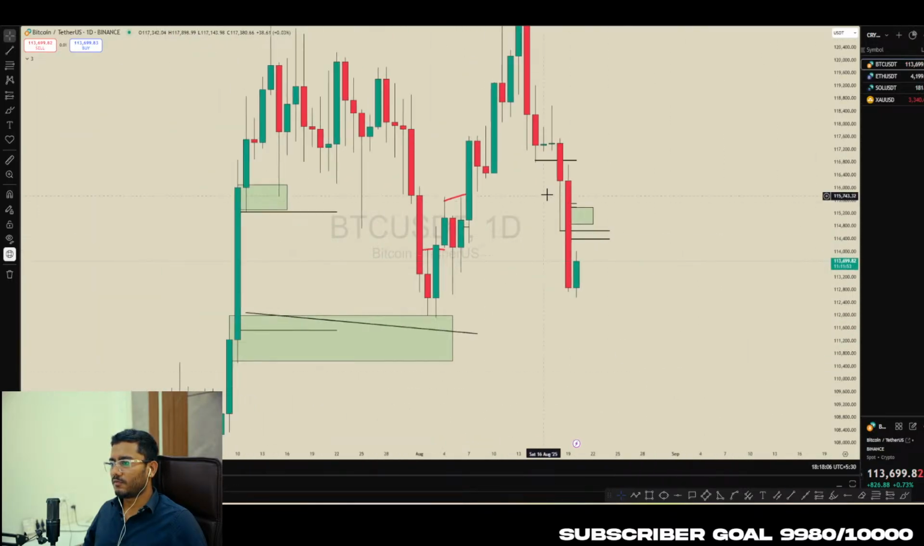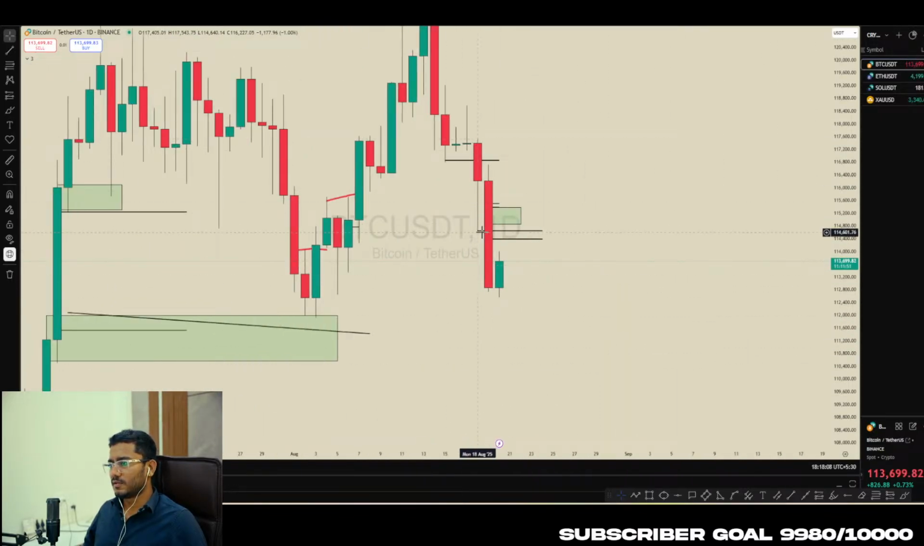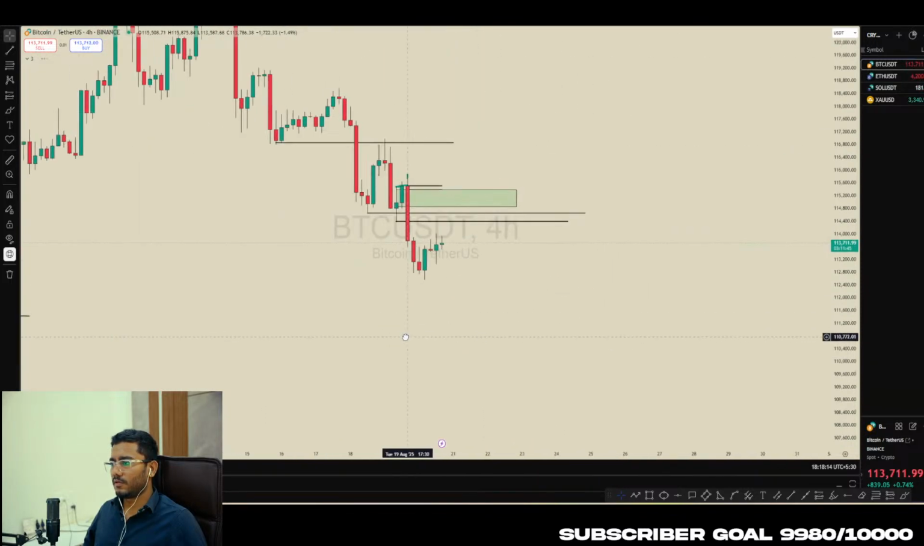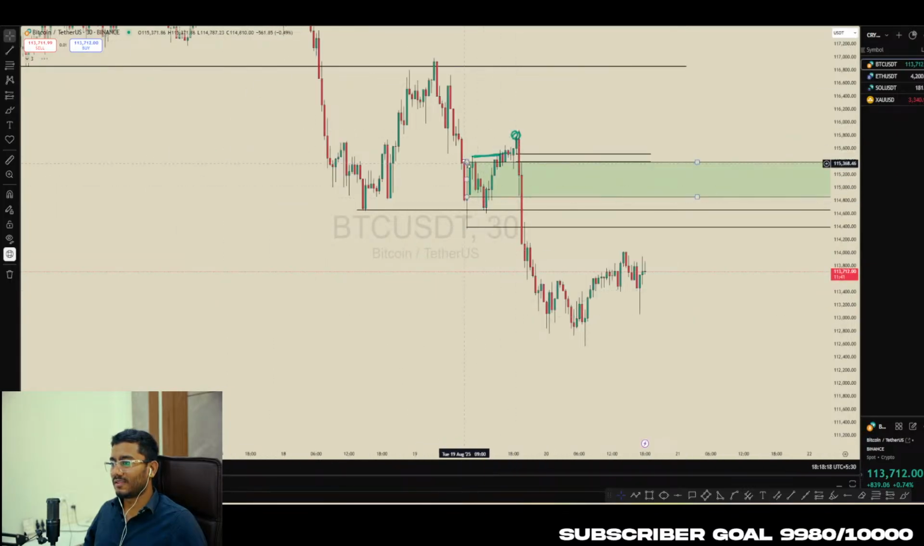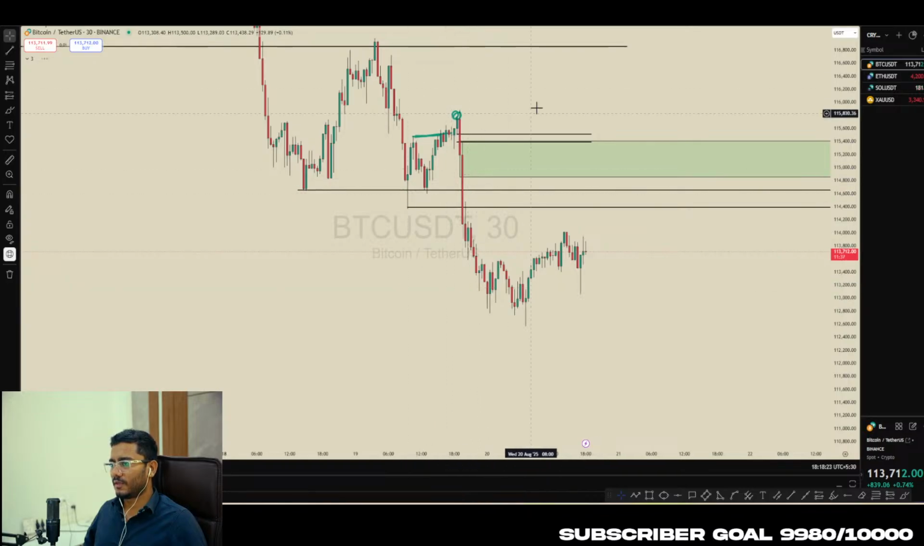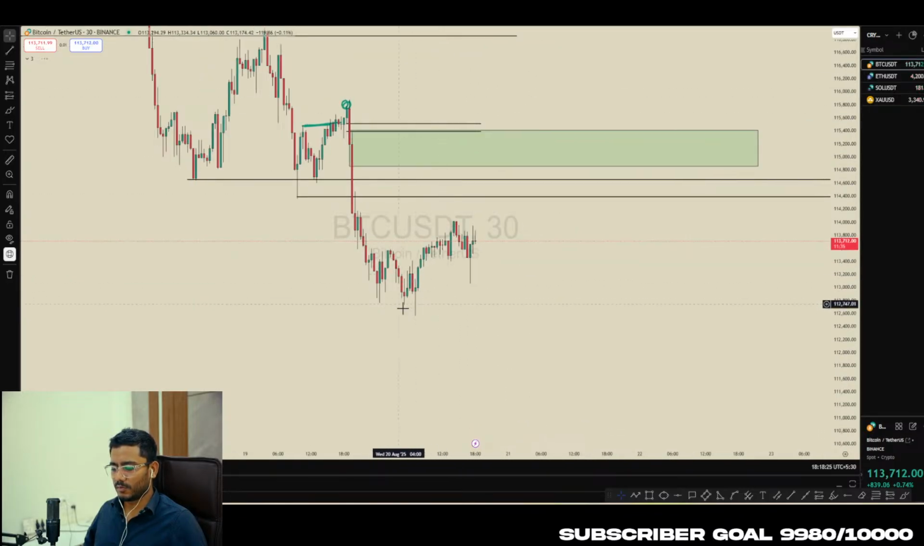On 1 hour, we can see this is previous day's low, like from Monday. Here we have this 4 hour imbalance. We have this 4 hour order block, and this is our 30-minute, 50-minute order block, and we have this imbalance. So you can look for sell side from here.